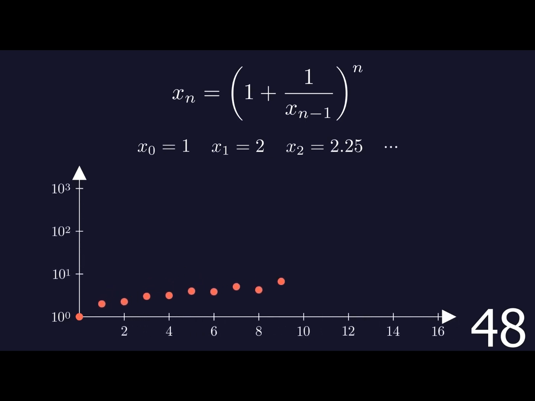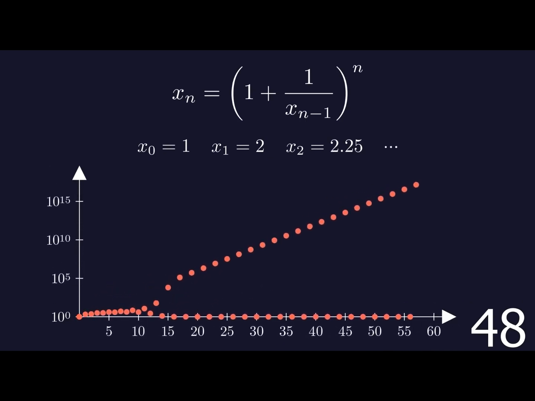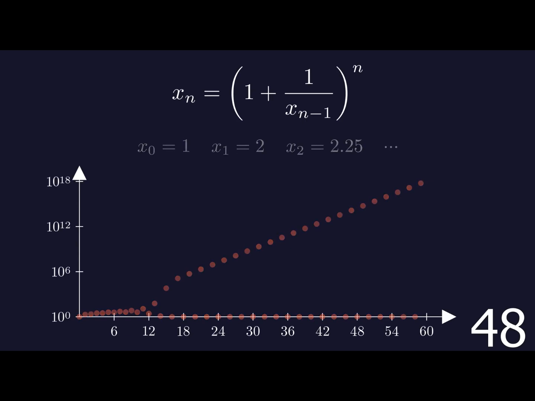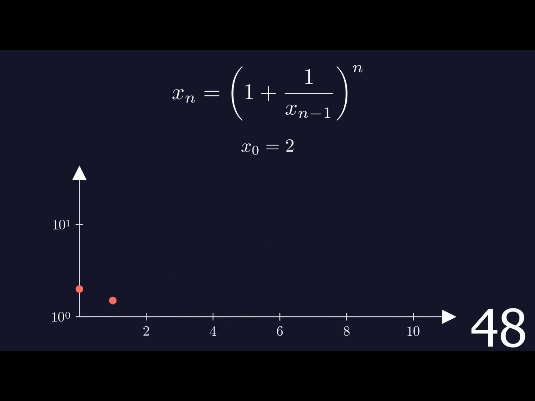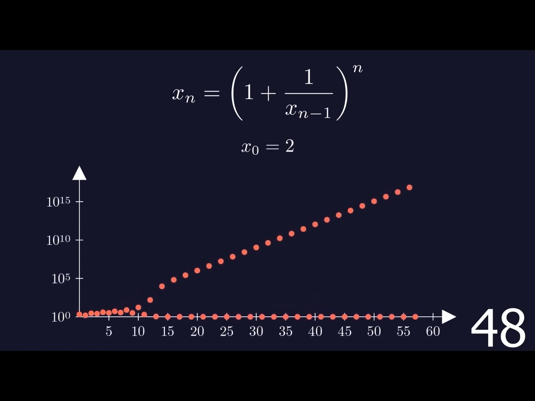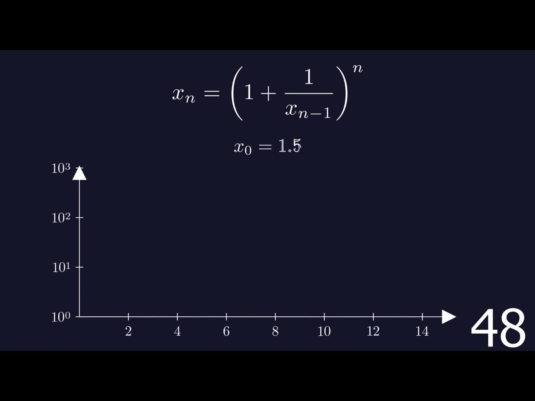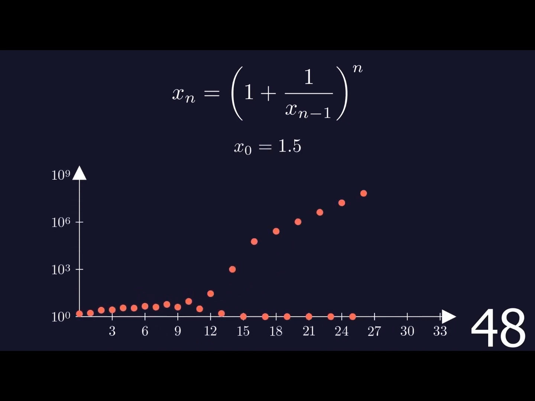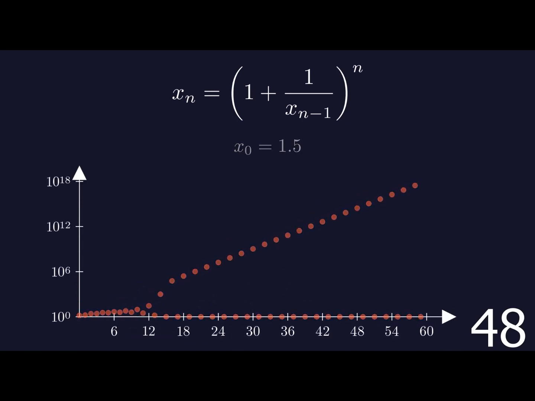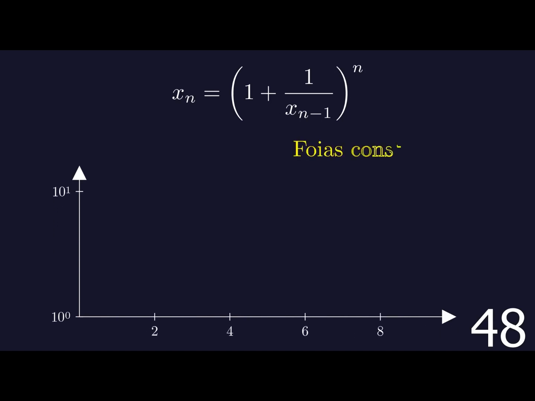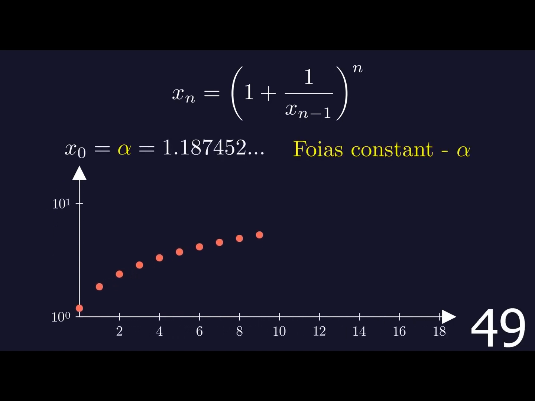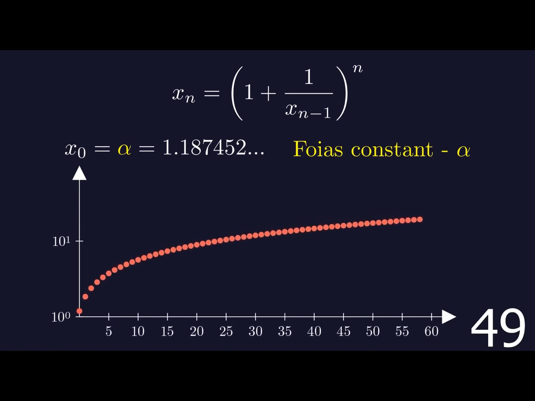This sequence quickly begins to grow and oscillate between large numbers and 1. If we start with 2, the sequence still jumps up and down. Starting with 1.5 produces a similar pattern. This behavior occurs for any starting number, except when starting with the Foias constant, which is around 1.18. If we start with this number, the sequence grows like this.